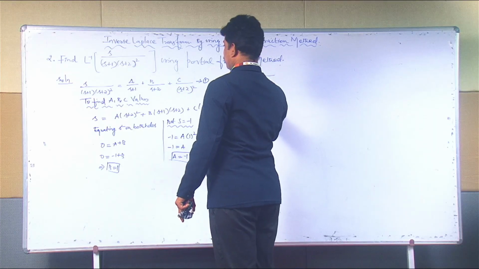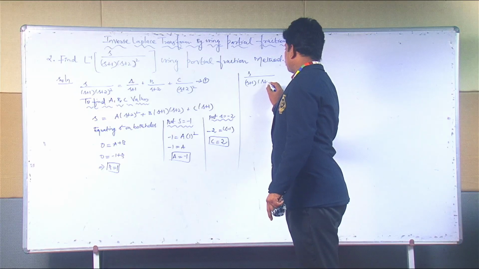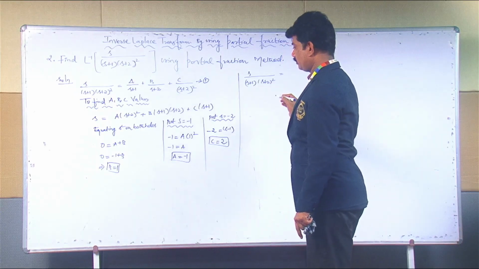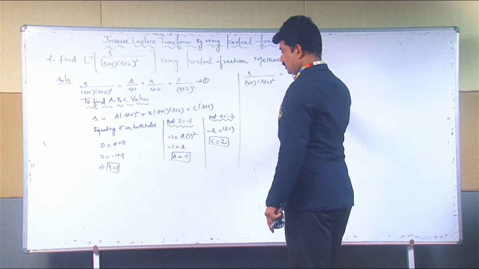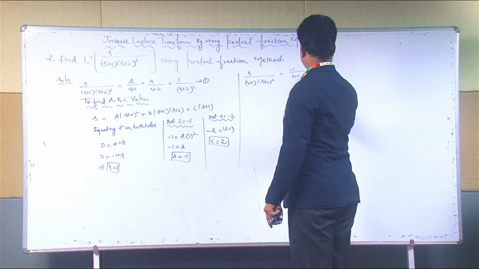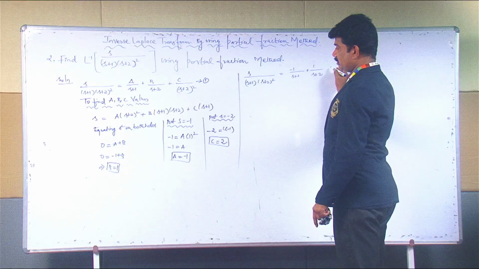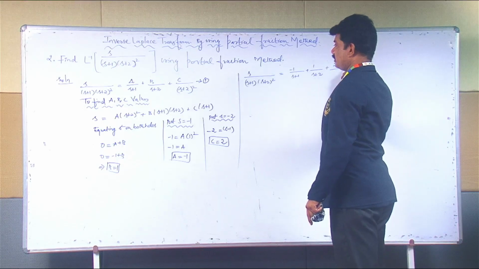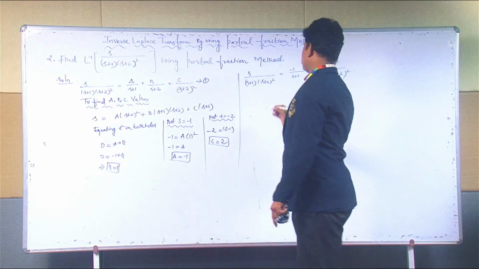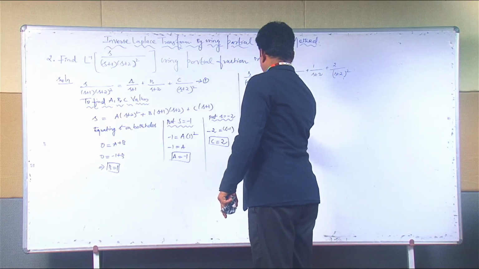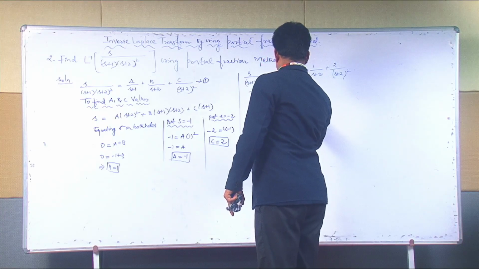s divided by s plus 1 into s plus 2 the whole square equals, what is the value of a? Minus 1 divided by s plus 1. What is the value of b? Plus 1 divided by s plus 2. What is the value of c? 2 divided by s plus 2 the whole square. Same thing, taking L inverse on both sides.